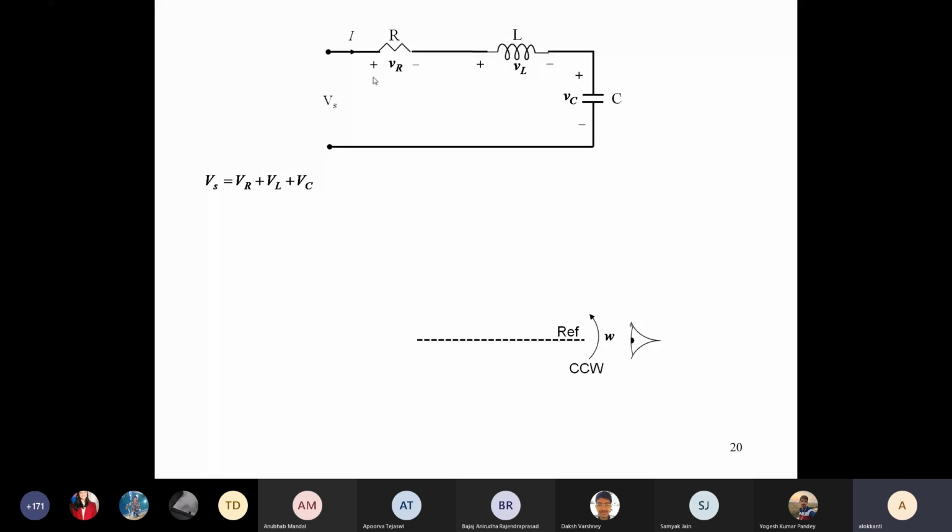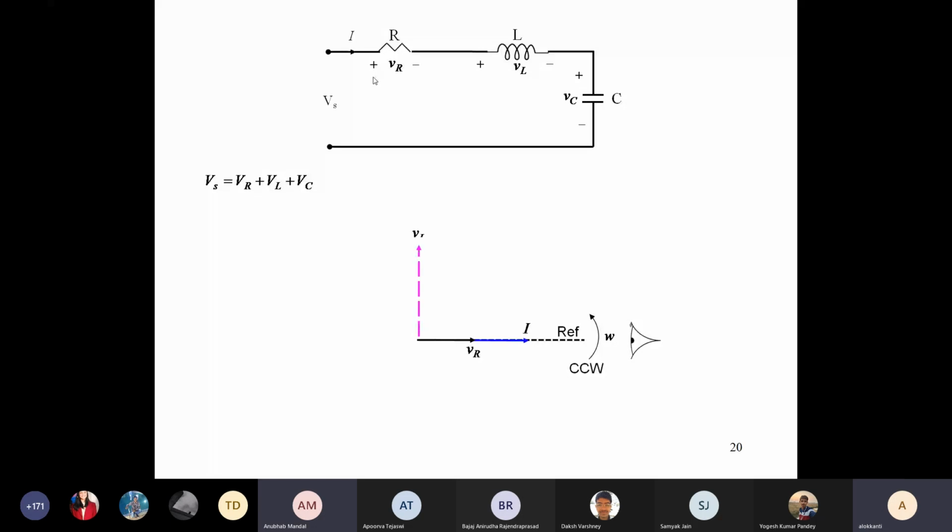So if we put the current phasor along the reference, where will VR be? VR, the voltage across the resistance. VR will be aligning along with the reference phasor. It will basically align with the current. So this is the property we have seen individually for the resistive element.